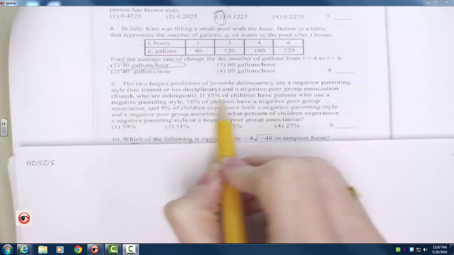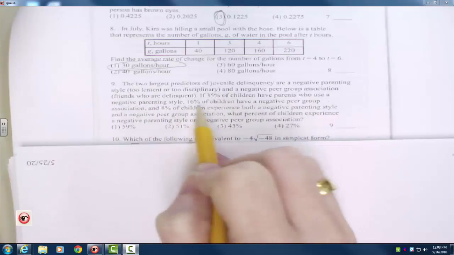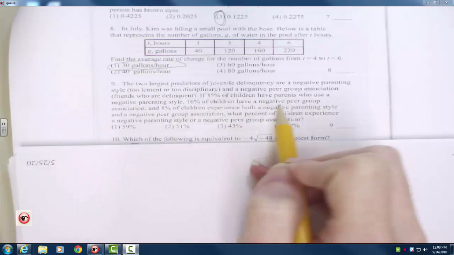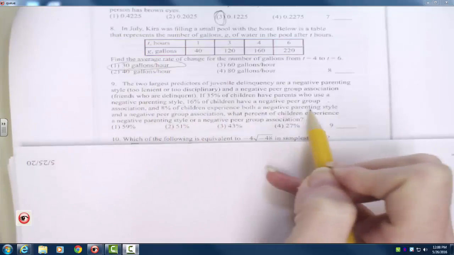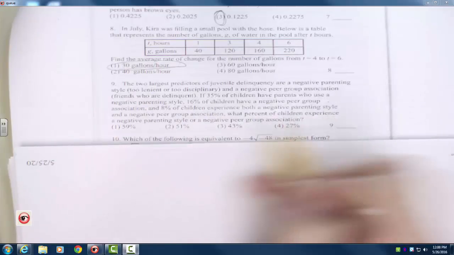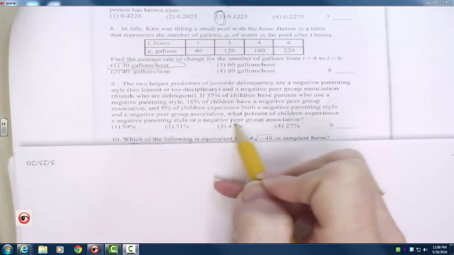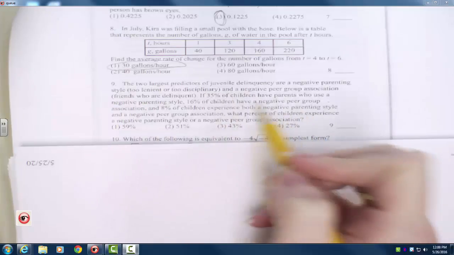I have 35% of children whose parents use a negative parenting style, okay? I have 16% of children who have a negative peer group. And then I have 8% that have both. And they want to know, so then the last sentence, what percentage of children experience a negative parenting style or a negative peer group association? So really that is thing 1, thing 2.